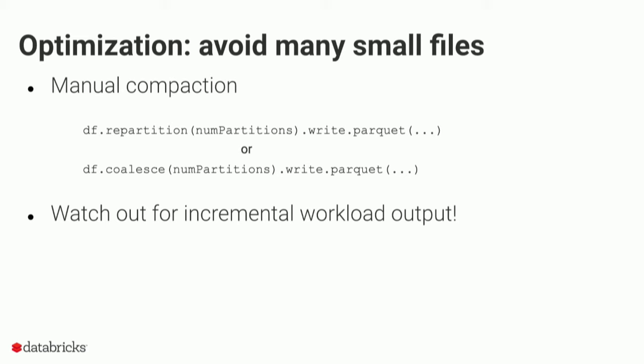A thing to note with this problem is that you should always watch out for incremental workload output. Let's say you have an ETL job that runs every hour and appends data to a table. In Parquet, what this basically means is that you're going to be writing a new file. And if this runs every hour and you let it run for weeks and months, you might end up with thousands or tens of thousands of small files. And as we've seen, that can be problematic if the files are small enough.